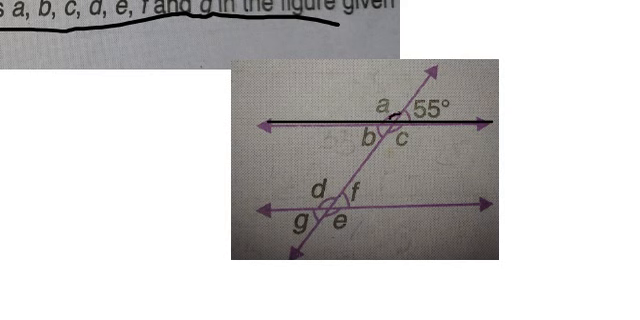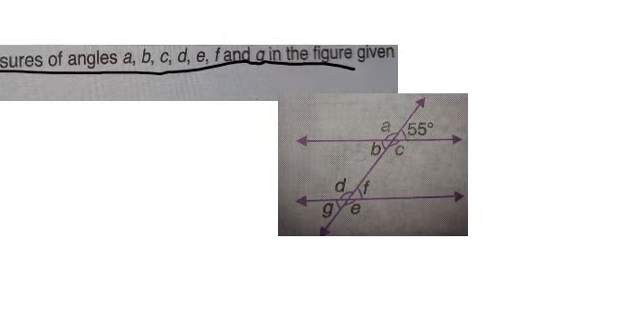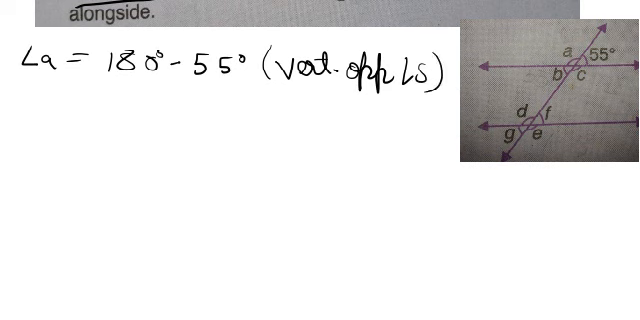So A will be equal to 180 minus 55, and then you see B will be equal to 55. We'll come to that later, but first let us see what will be A. So you write over here that angle A is equal to 180 degrees minus 55 degrees. Now this will be how much? 125 degrees, right? So A equals to 125 degrees.